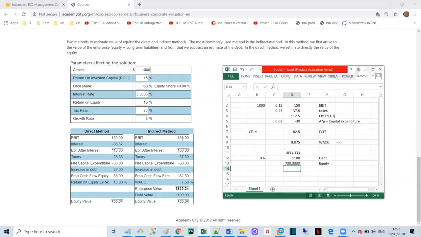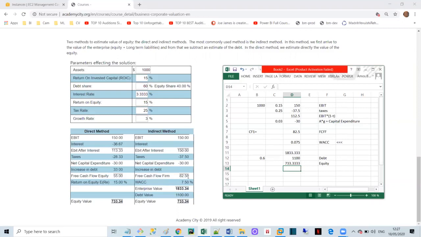Okay, how do I get the 150? It's simply, I take the ROIC times the total assets. 1,000 times 15%, I get 150. The taxes, I take 25% of the 150, that's the taxes. How do I get the capital expenditure? It's 3% of the 1,000. So the assets can grow by 3%, so I have to invest 30, okay? I take 150 minus the taxes minus capital expenditure. That's my free cash flow for the investors.